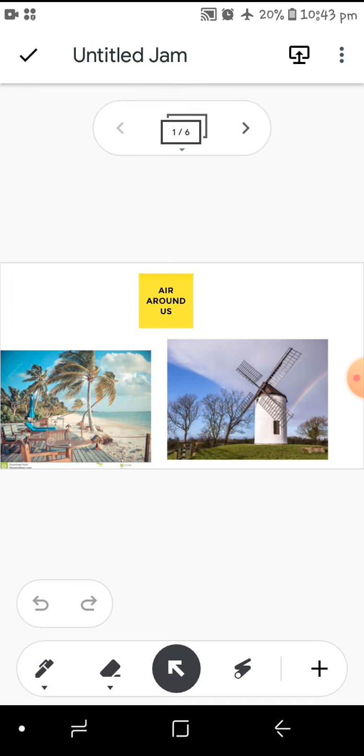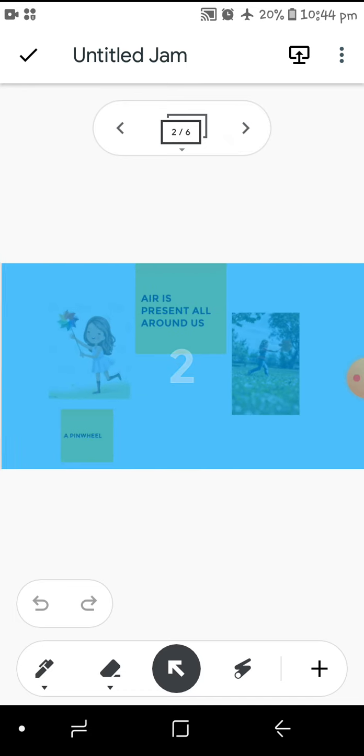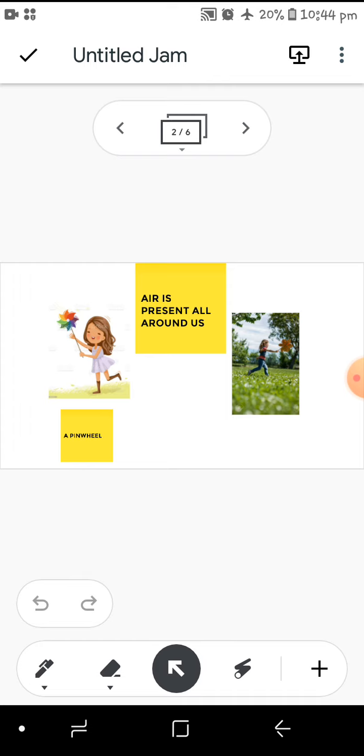Moving or blowing air, if it is a harsh blow, is called a wind. If the air moves gently, it is called a breeze. So, air is present all around us. How can you show that air is present all around us? For this, we can do an activity. All we need is a pinwheel.